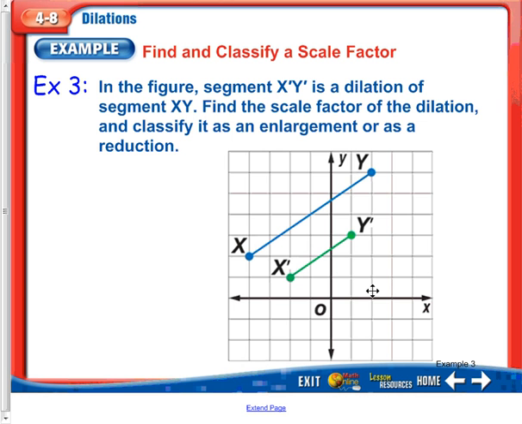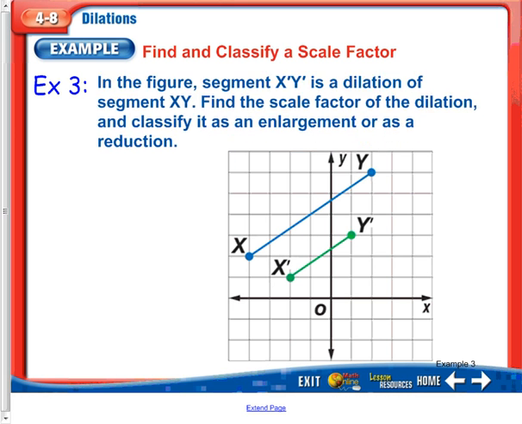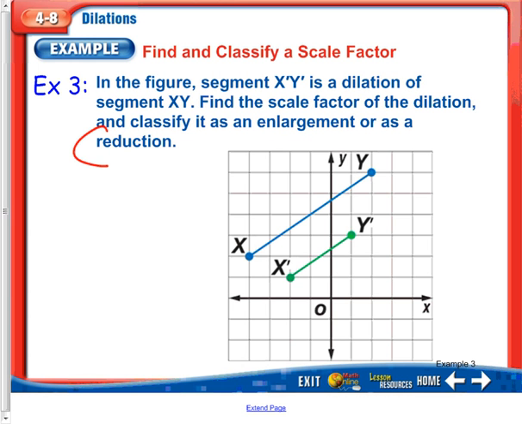So for example 3, in the figure, segment X prime, Y prime is a dilation of segment XY. It says find the scale factor of the dilation and classify it as an enlargement or as a reduction. Just looking at this, we have the original is XY, and X prime, Y prime is the dilation. So which one is larger? Well, the original was larger, so we know that this is a reduction already. We know that this is going to be a reduction problem, so we know that my scale factor is going to be less than 1.